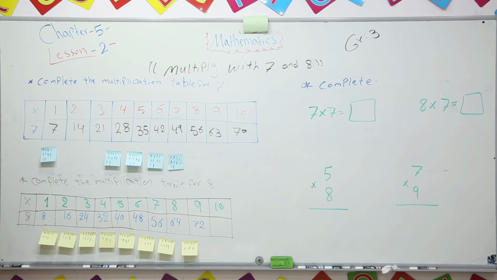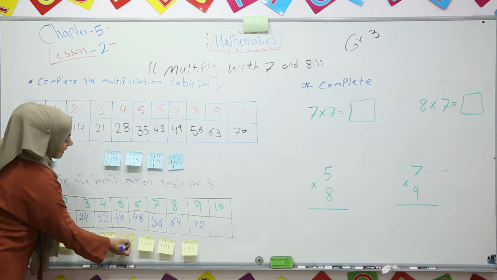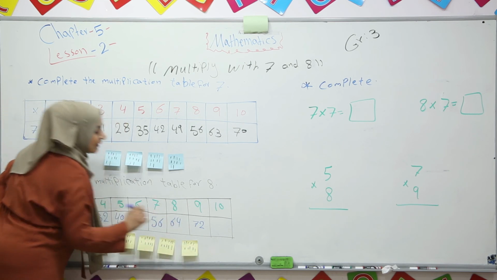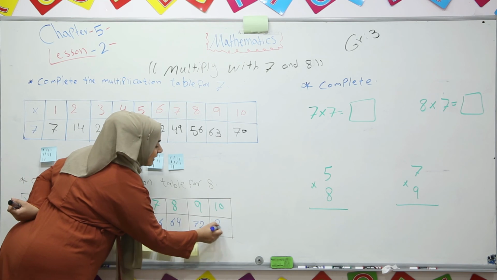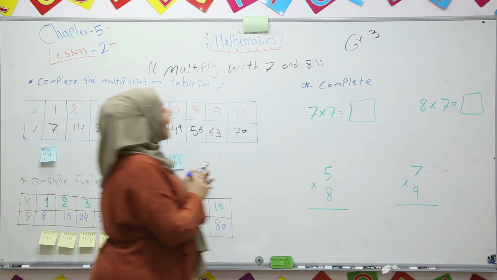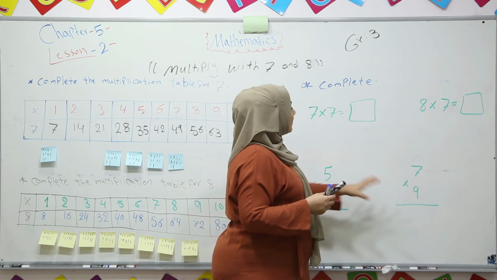8 times by 10. We have 8 groups. Each group contains 10 objects. 72, 73, 74, 75, 76, 77, 78, 79, 80. So it is 80. It is the times table for 8, okay? You should also memorize it. Now we have these questions. We should use the times table to answer them, okay?